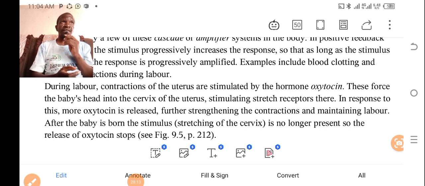The uterine contractions must be activated and there must be increased intensity for the baby to be propelled and for the head of the baby to engage into the cervix. So this is what we have learned, and how oxytocin is produced as a hormone that stimulates the uterine contractions.